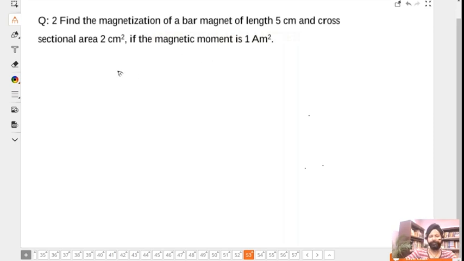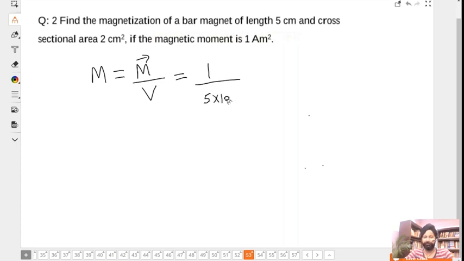Okay, let's do this question together now. What is magnetization? If you remember, magnetization is the magnetic dipole moment per unit volume, right? Magnetic dipole moment is given as 1 amperes per square meter. That is in SI units. Divided by the volume, right? Volume is length, which is 5 × 10⁻², it's in centimeters, right? Multiplied by area, 2 × 10⁻⁶ or minus 4, right? I was adding it behind the scenes and saying 6, 10⁻⁴. Now this gives you 10⁻⁶ over 10, which is 10⁵, and that is the amount of magnetization in there.